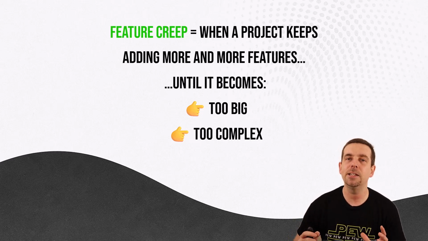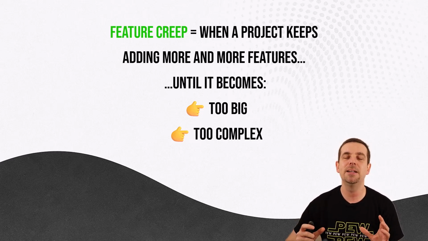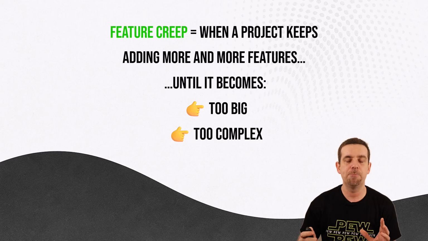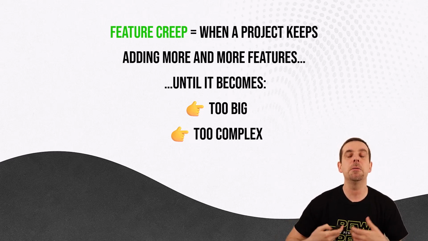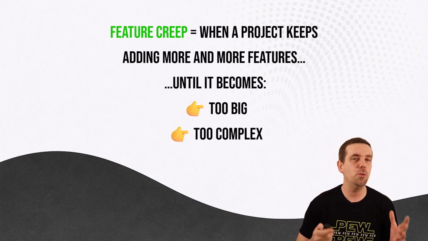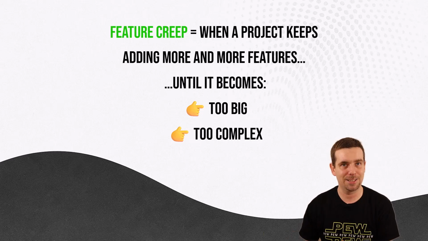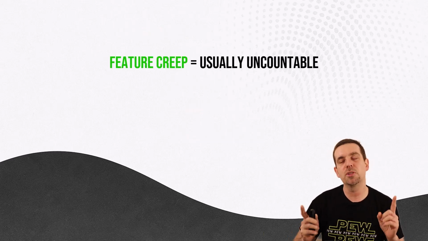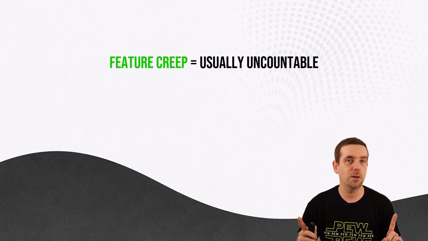In IT English, feature creep is a very important expression. Feature creep is when a project keeps adding more and more features until it becomes too big or too complex. Feature creep is almost always singular, it's usually uncountable.